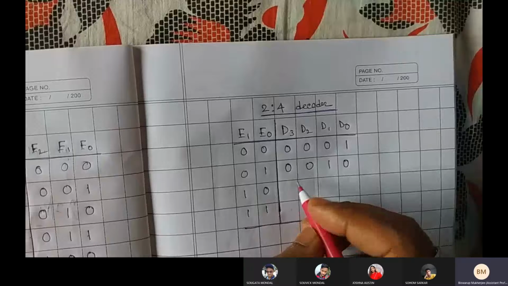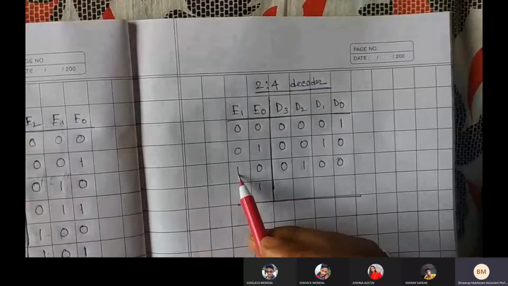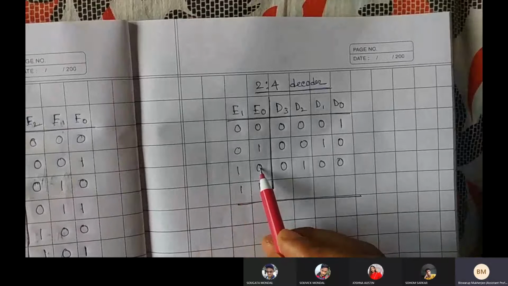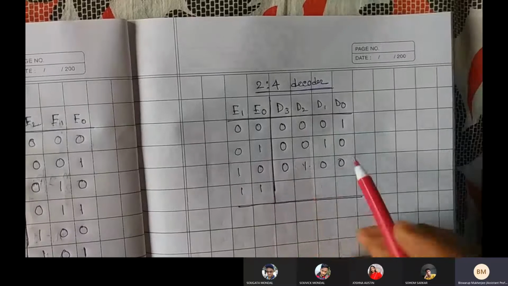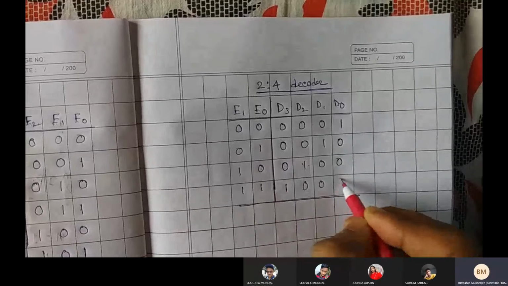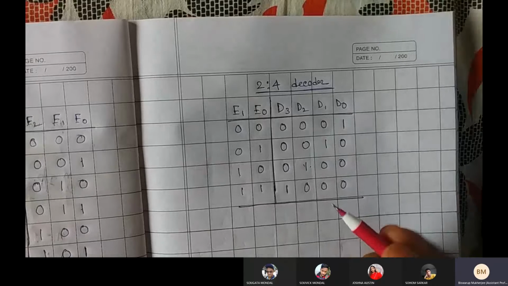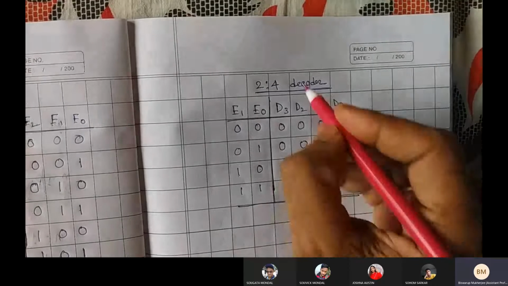For D2, we'll be having something like this. So E1 is 1, E0 is 0. That's what we are finding out. D2 is high, rest outputs are 0. Similarly, this one 1 0 0 0. Right? Now, what would be the expression for all this? These are the outputs and these are the inputs.